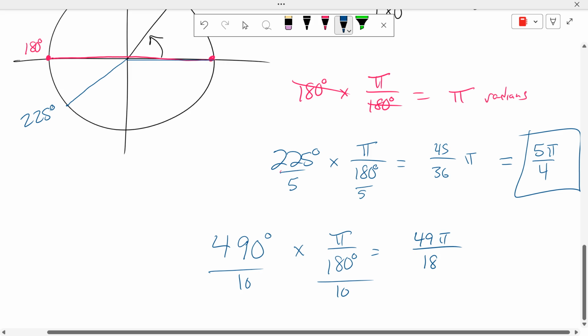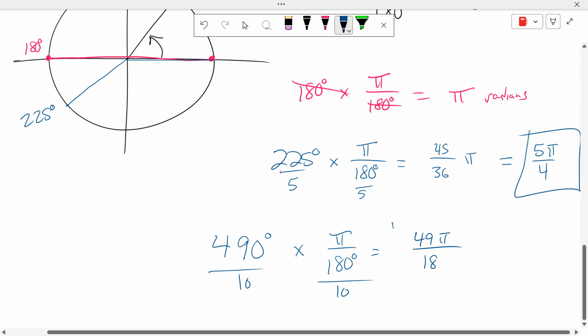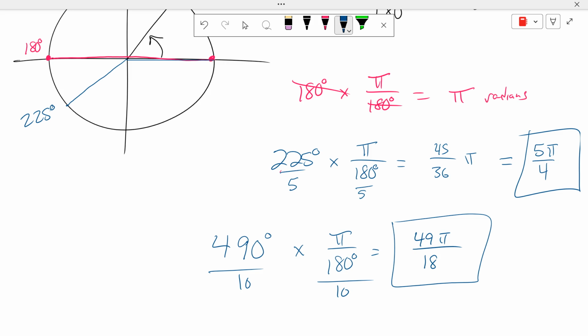Does any number go into both 49 and 18? Because 7 is the only thing that goes into 49. 7 times 7 is 49, right? But does 7 go into 18? No, 2 and 9 go into 18. 3 and 6 go into 18. But none of those go into 49. So we're stuck right there. 49 pi over 18. Okay, so that's converting degrees to radians.